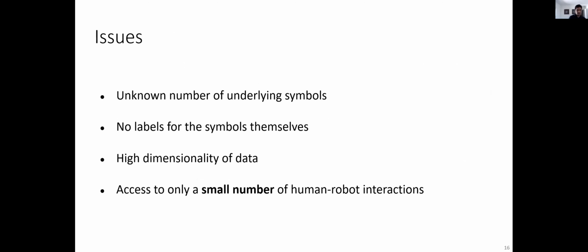The issues that come up when you do this are that there is an unknown number of underlying symbols. We do not know in advance how many symbols exist in the world. There are no labels for these symbols themselves. It's not like we know that we are going to need a green room and a blue room in advance. Given data, we just don't know how many symbols there are going to be.